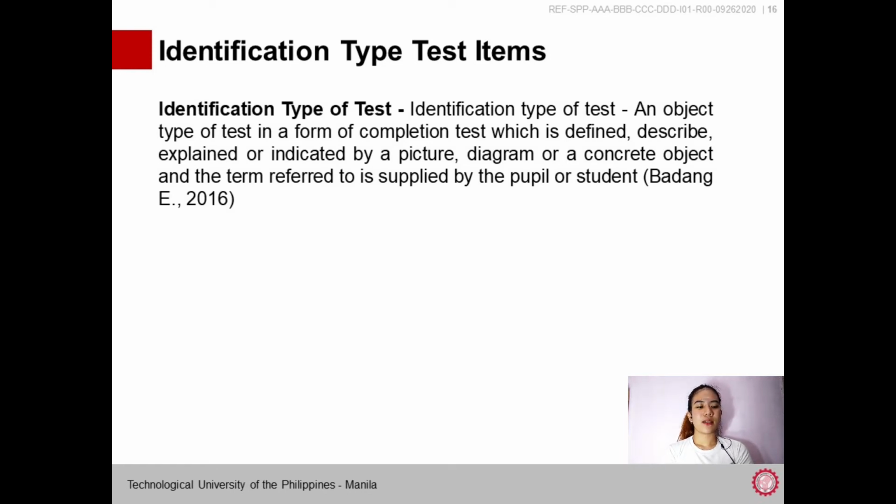And lastly, it doesn't measure a complex outcome, because as I've said earlier, it only measures the lowest level of cognitive taxonomy, and also it just measures rote memory. So with identification type of test, you can't make your students think critically, because they just have to answer a certain word or a short answer for this kind of test.